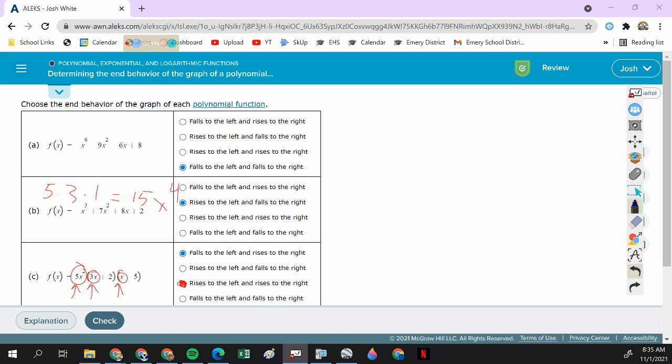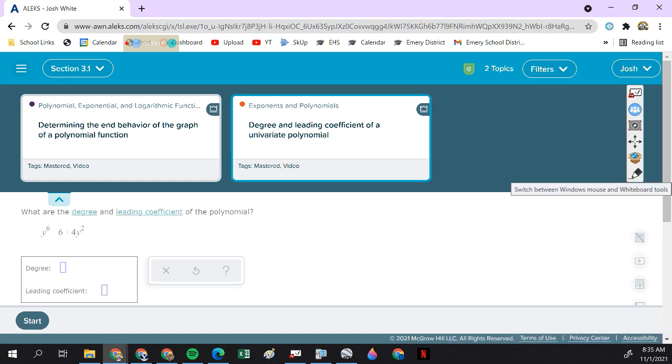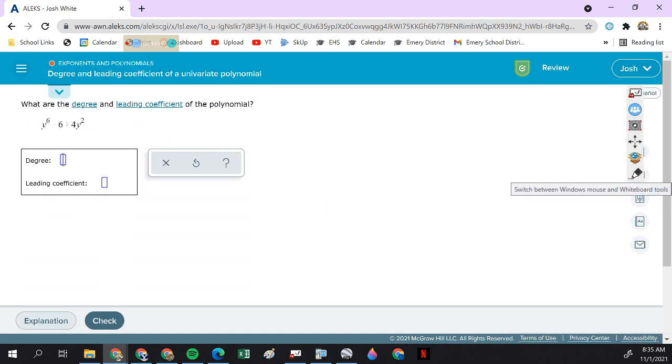Okay, think you can handle those? Okay, so here it just wants to know what is the degree and the leading coefficient. So you find the term that has the biggest exponent right here, and the degree is the exponent, so this is 6, and the leading coefficient is the number in front, which would be a 1. Now sometimes they're going to throw these to you out of order.